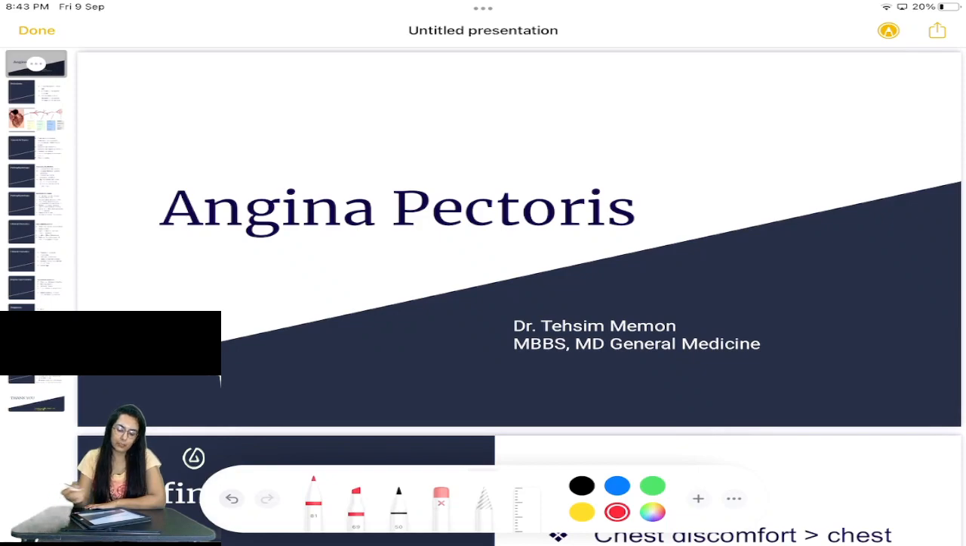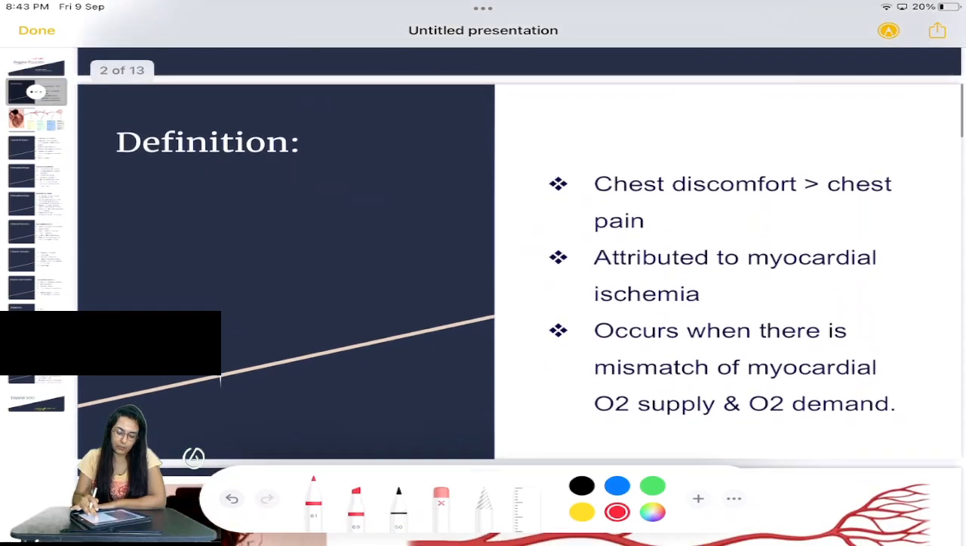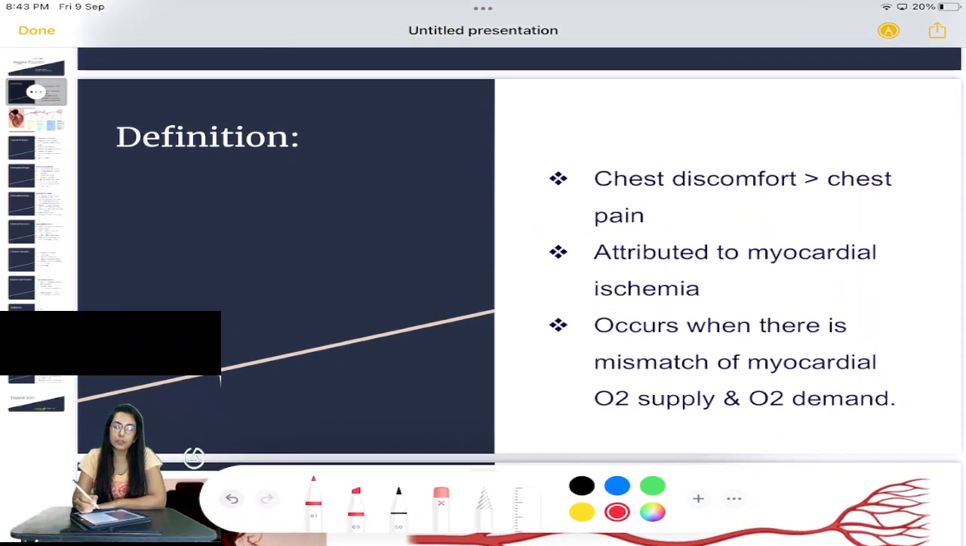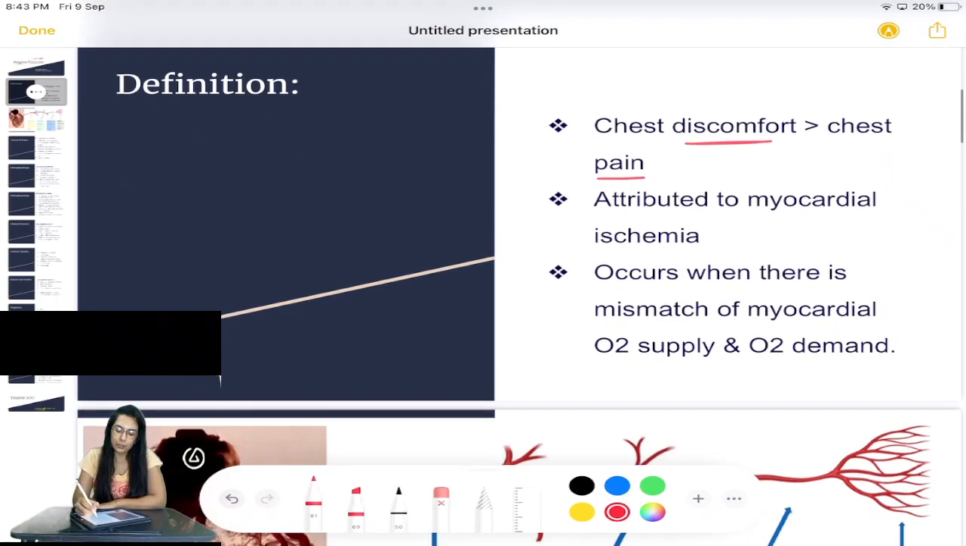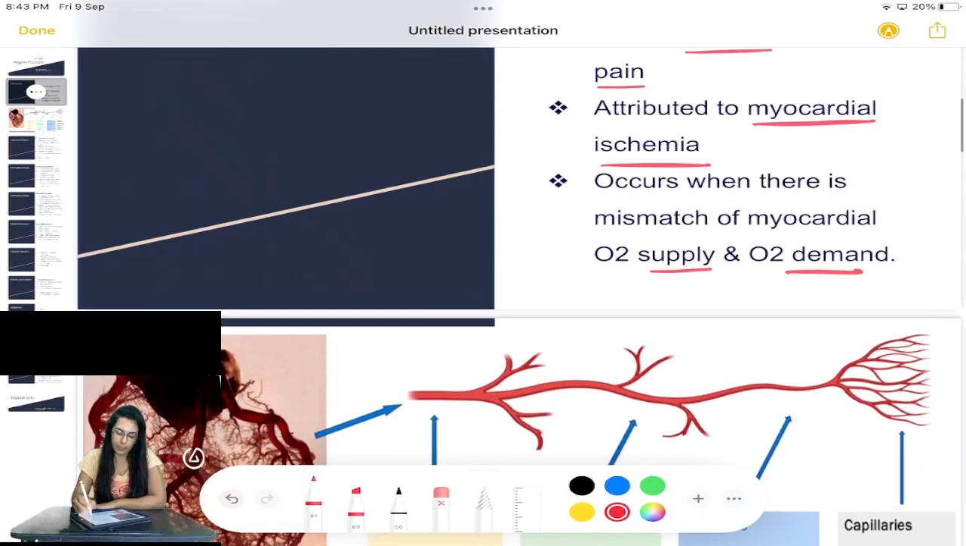I am Dr. Tehsim and today we are going to discuss angina pectoris. It is also known as typical or stable angina. First we are going to learn the definition: angina is chest discomfort more than chest pain. It is usually attributed to myocardial ischemia and occurs when there is a mismatch of myocardial oxygen supply and demand.